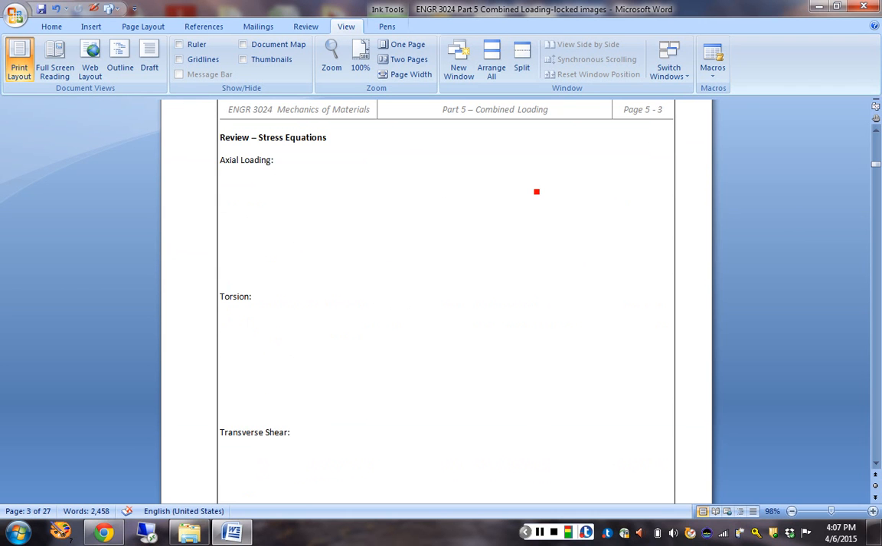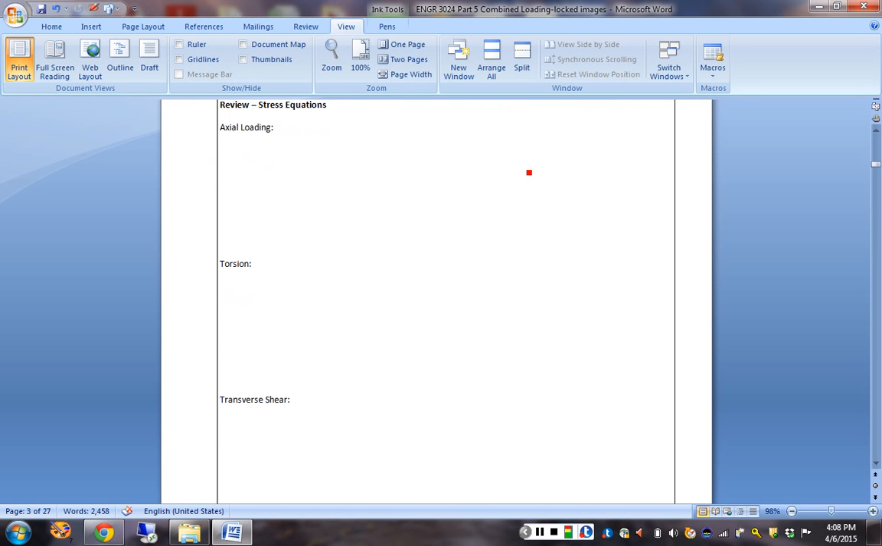The first thing to move forward is to make sure that we remember exactly what each of these different loading scenarios looks like and how we calculate the associated stresses with each of those. So if we have our beam and we've taken a section cut at an arbitrary place and we have axial loading, that is our internal force P. Again, remembering the sign convention, if it's away from the cut face, it's a tension.